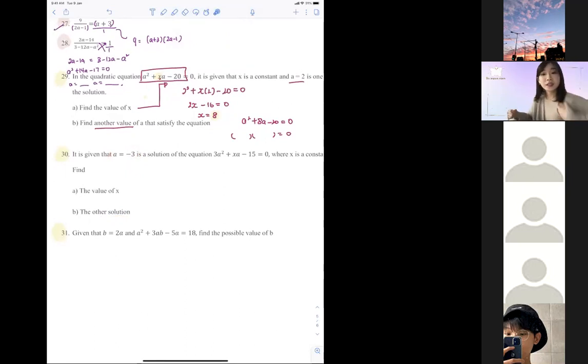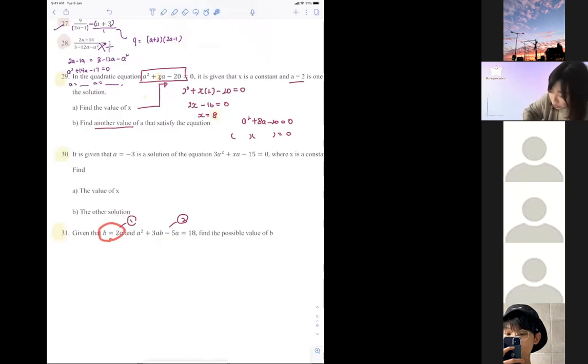Okay, let me help you guys with this one. Since there are 2 unknowns, this is going to be very similar to what I will do tomorrow, which is simultaneous equations. Every time you see 2 unknowns, you need 2 equations. 3 unknowns, 3 equations.